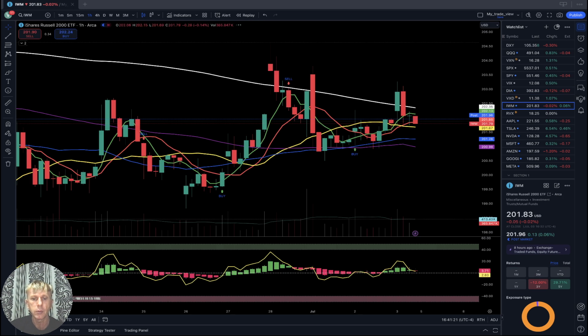IWM, Russell 2000, 1 hour time frame. It did a bullish crossover today and moved above SMA 200, and it came back with some correction, but last bar is still above SMA 20, still in bullish territory.